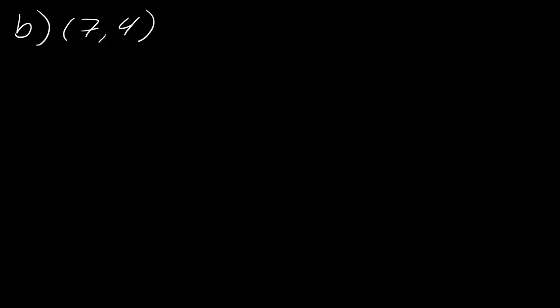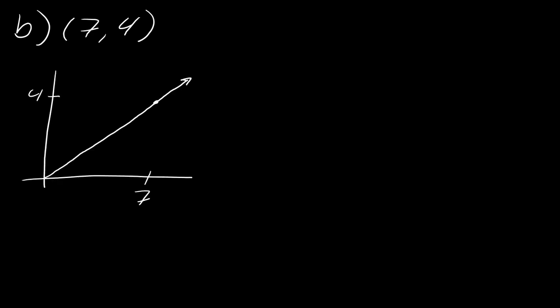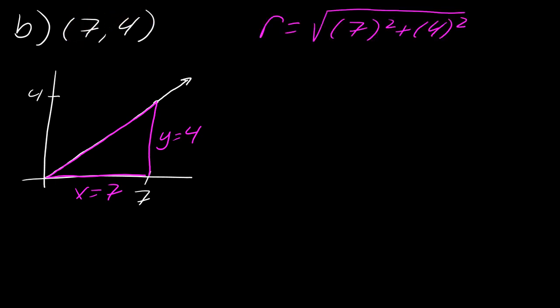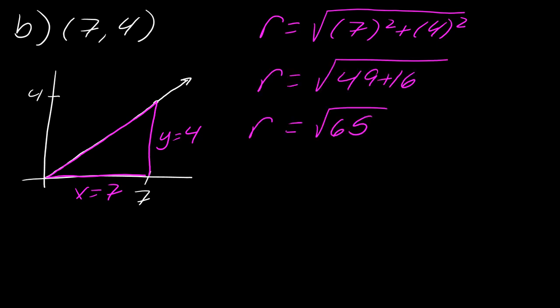So let's do this again. We're repeating this process and getting used to building these. I've got the point (7, 4). Here's 7 and 4, and I've got my terminal side. The triangle that would be created in this case would look like this. My x is 7, my y is 4 based off of the point here. Then I just have to find the other side, the hypotenuse, the r. So I go through the work to do this. I have the square root of 7 squared plus 4 squared.